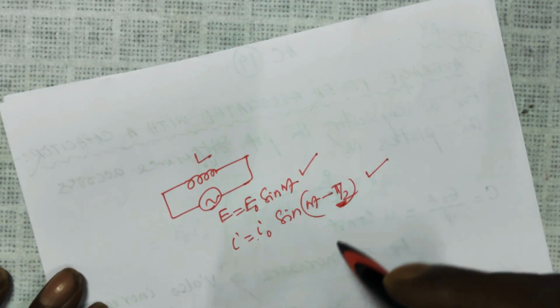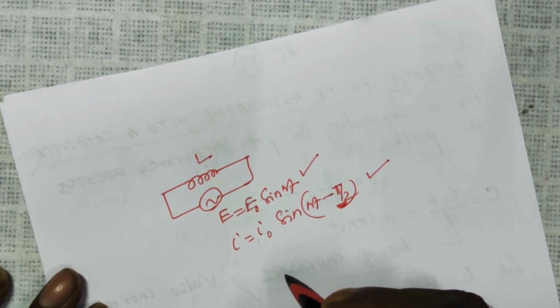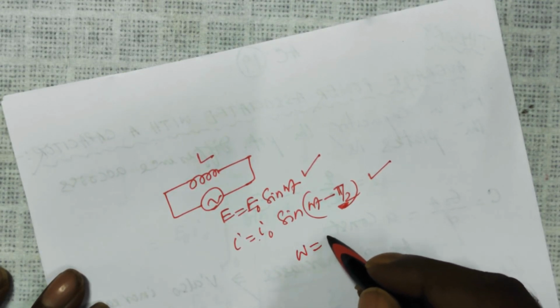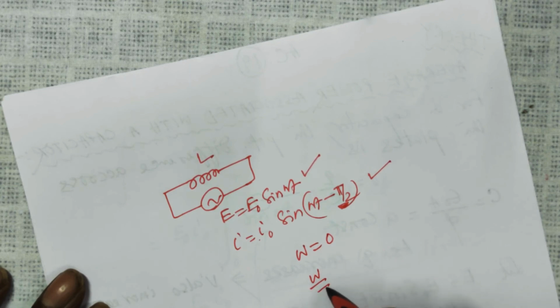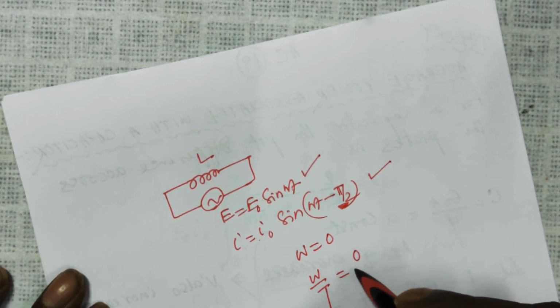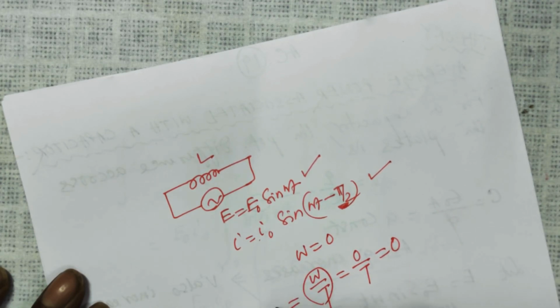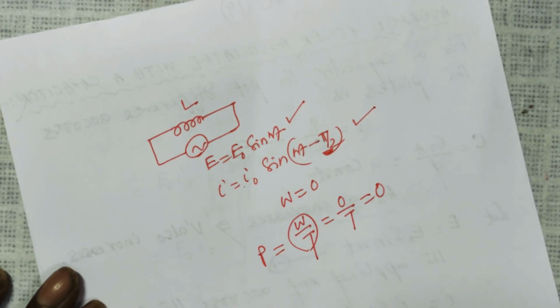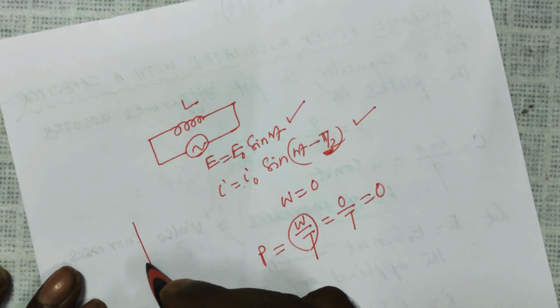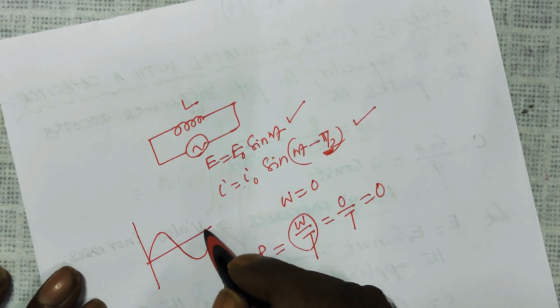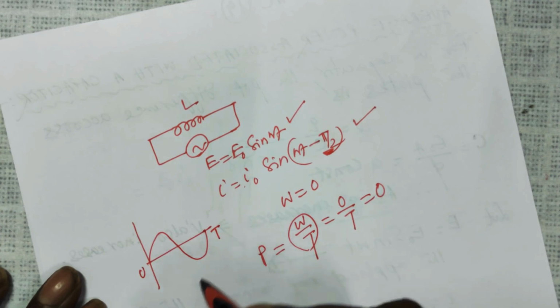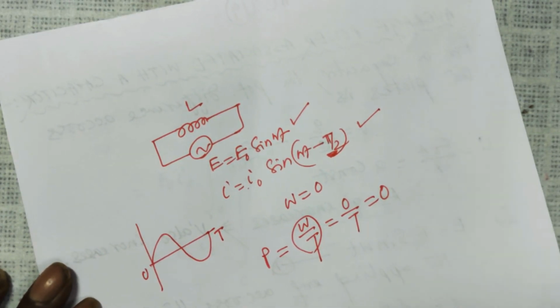We had found the total work done to be 0, and work done divided by time in a complete cycle was 0 divided by T, which is 0. Work done by time is called power. So the average power associated with an inductor over a complete cycle, the full cycle of the alternating EMF or current, was 0, right? And a similar thing holds here.